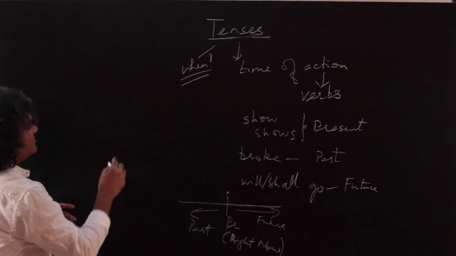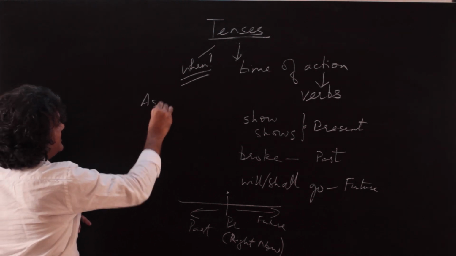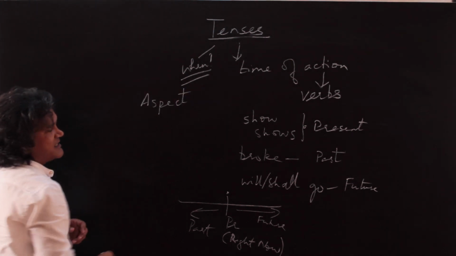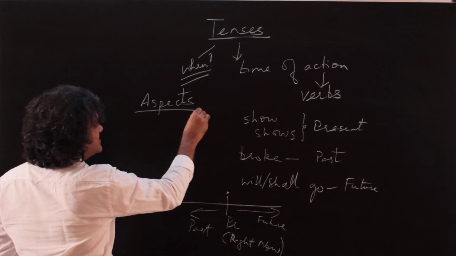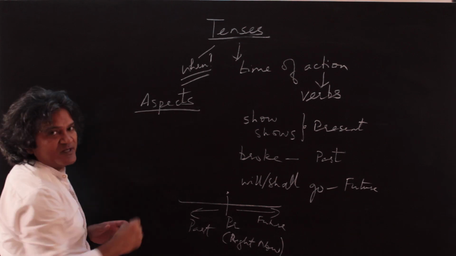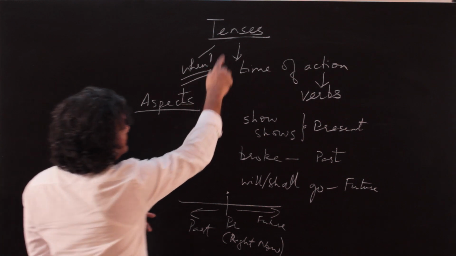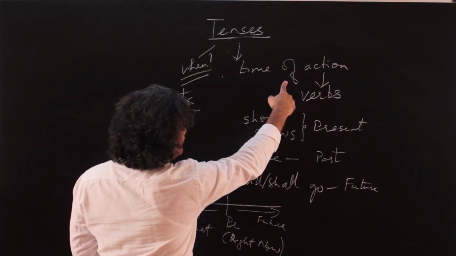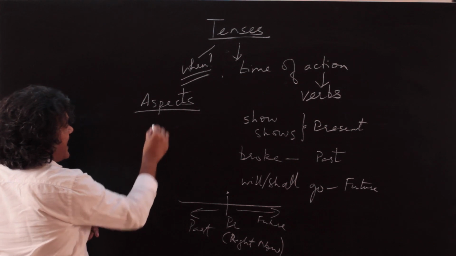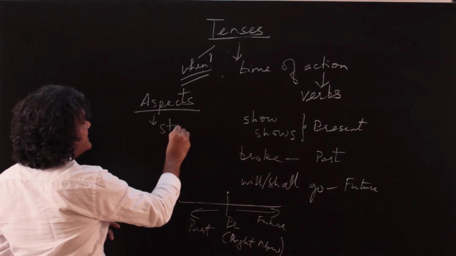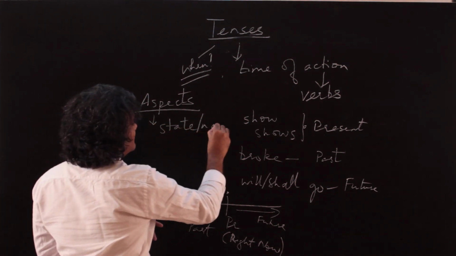The other thing you need to remember about tenses is that each tense has something called an aspect. Okay, so tenses have aspects, and some people call them subtenses. Now the difference between a tense and an aspect is that a tense tells me the time of the action, whereas an aspect tells me the state or the nature of the action.